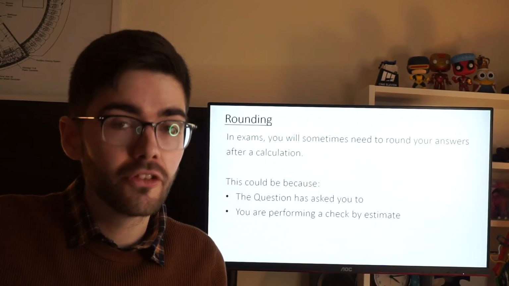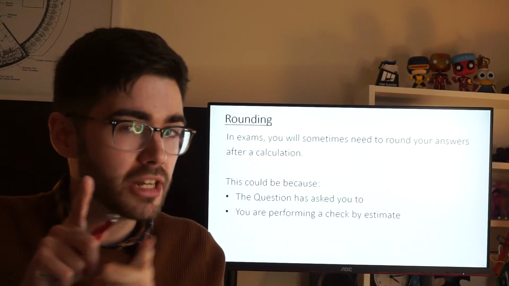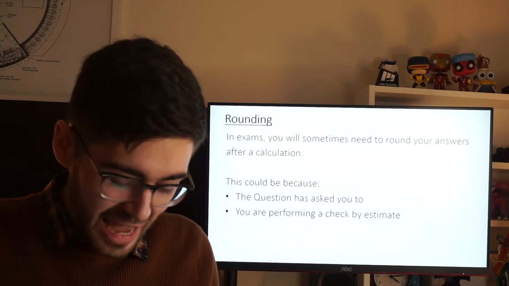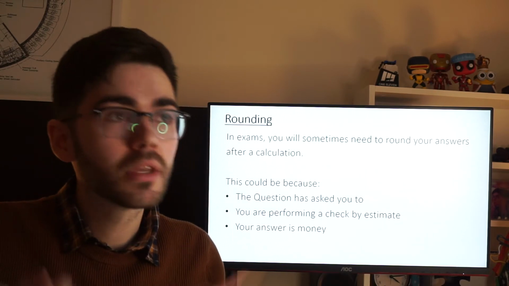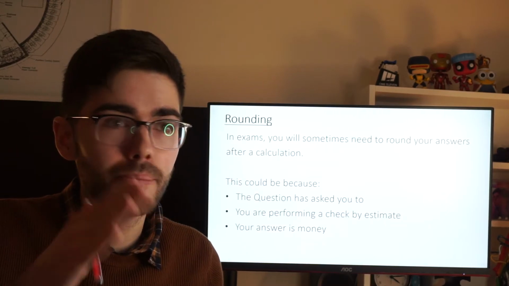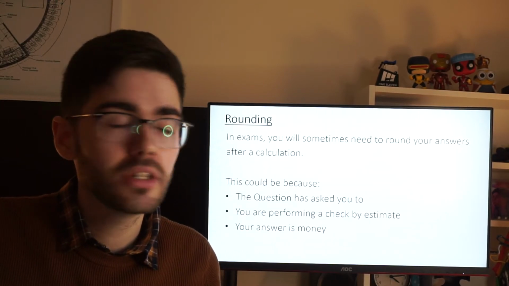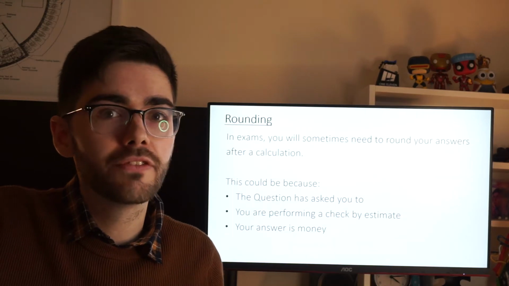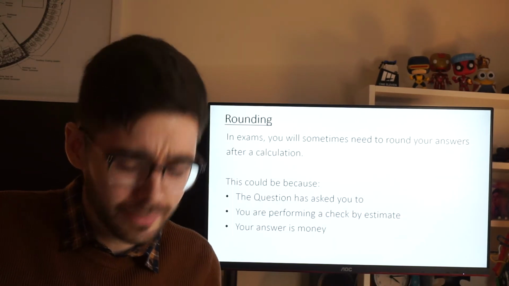It could be because you're performing a check by estimate, more on that in my checks video, which is coming soon. It could be because your answer is money. How many decimal places does money need to have? It needs to have 2, okay, £1.53, £2.67. You never see £3.526 unless you're buying petrol.